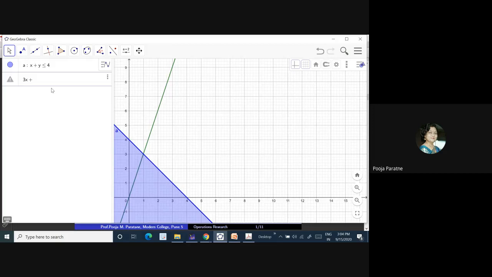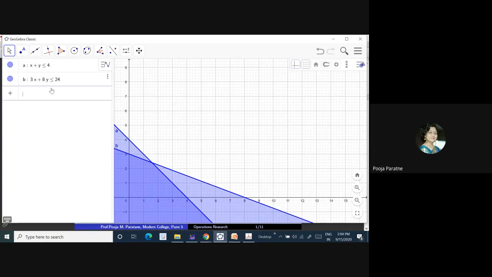3x plus 8y is less than or equal to 24. So automatically, we have drawn the line here. A is the first line, B is the second line. The intercepts are, look at here, 8, 0 and 0, 3. Y intercept is 3 and x intercept is 8. So it is sufficient to find that intercept.